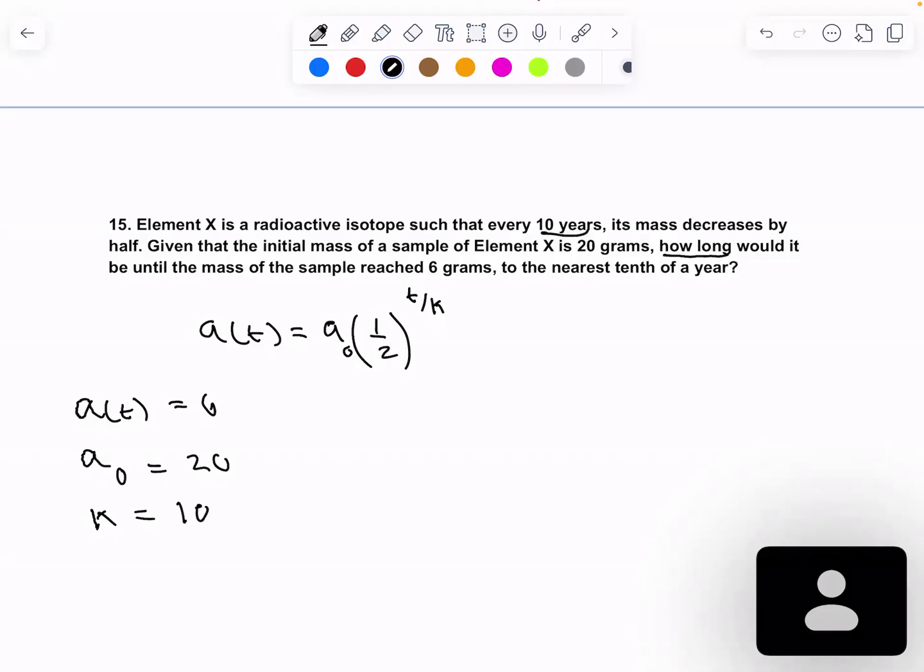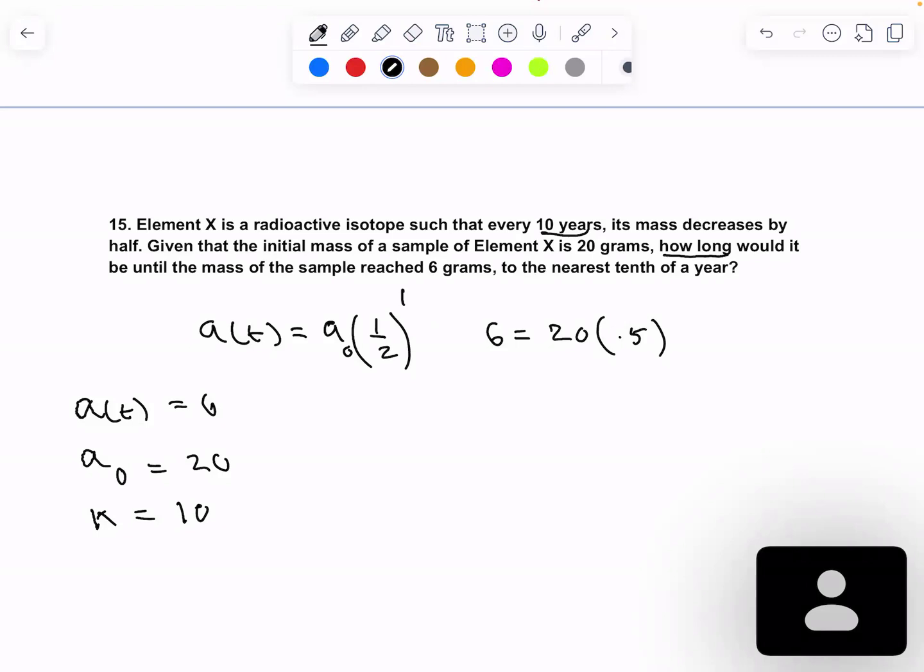So we just plug in our points. We got 6 goes here, that's the amount after it starts decaying, equals the initial amount. Instead of 1/2, I'm just going to write 0.5. And then we have t over, sorry, I got this wrong, k over t. Apologize.